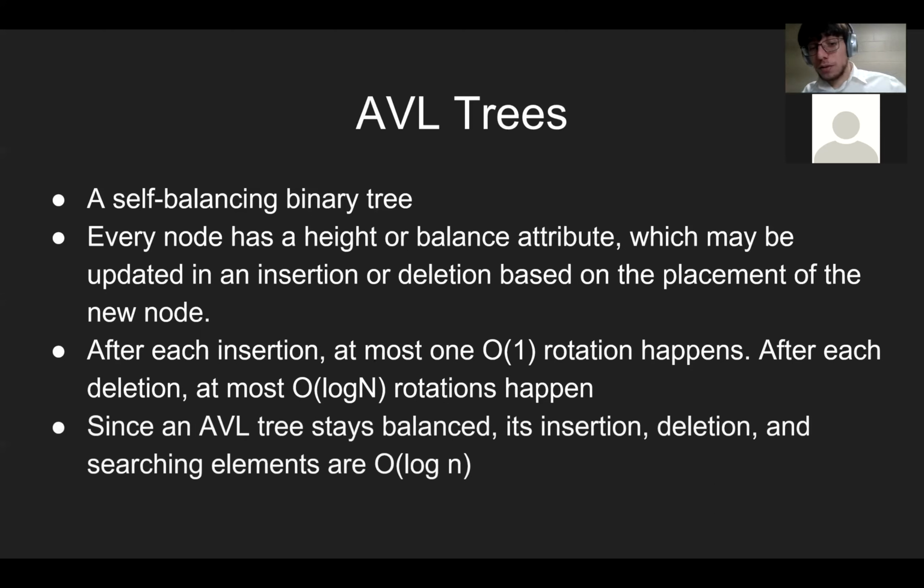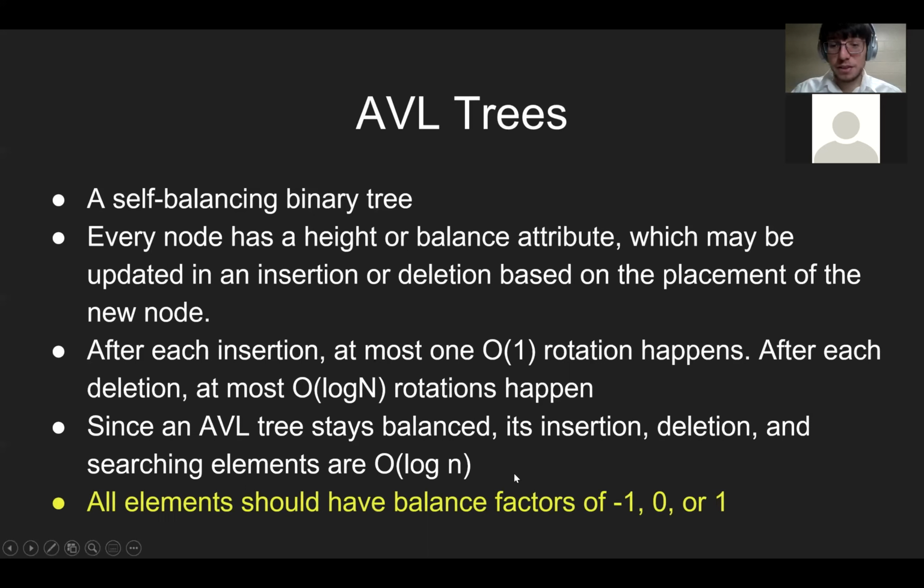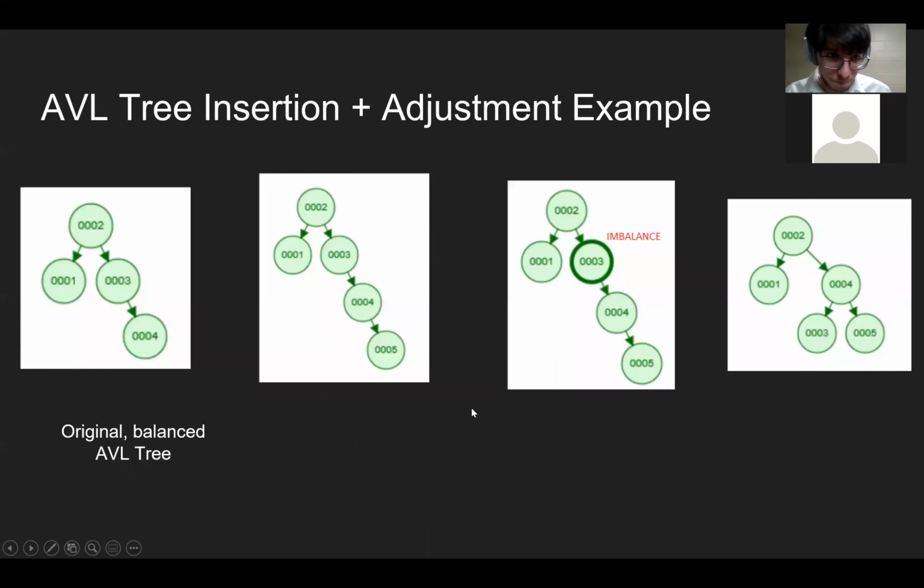Anyway, since an AVL tree stays balanced, its insertion, deletion, and searching are all log n, which is kind of nice. Okay, that's a balanced binary search tree. And all elements have to have balance factors of -1, 0, 1. That's a key thing for AVL trees. So let's talk about another kind of balanced binary tree.